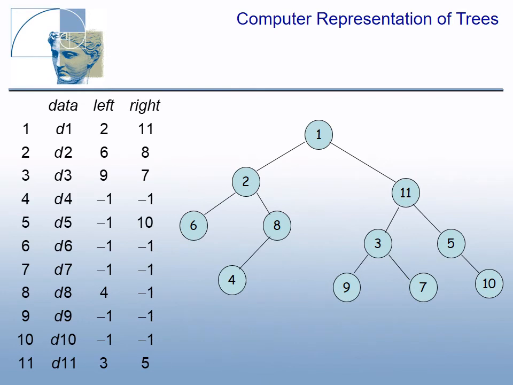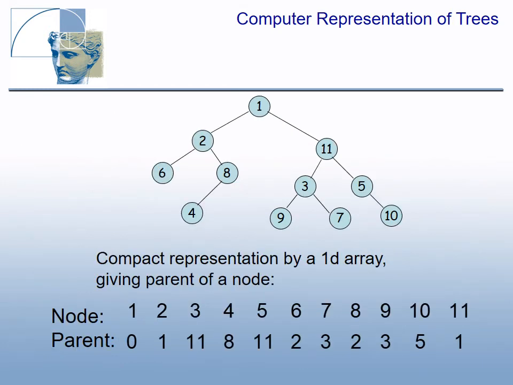The binary tree data structure can be represented in the computer by the shown table. Each row of the table corresponds to a node with the same number. The column data here only shows the node number, but it can be any other useful information. The column left is the number of the left child. For example, 2 in the first row means the node 2 is the left child of the node 1, which is the root. The column right is the number of the right child. It's 11 for the root. Another compact representation of a tree is a one-dimensional array, where we set the parent for every node.